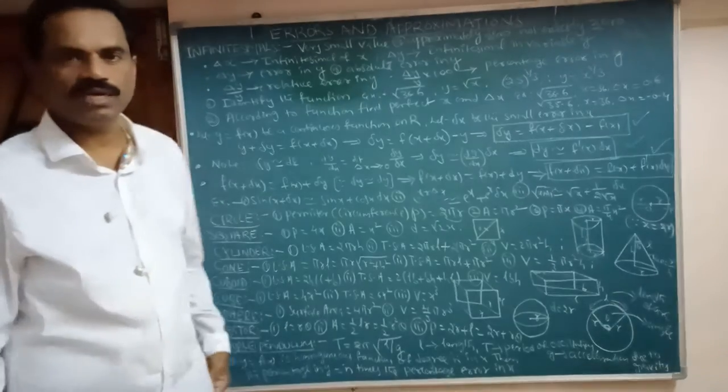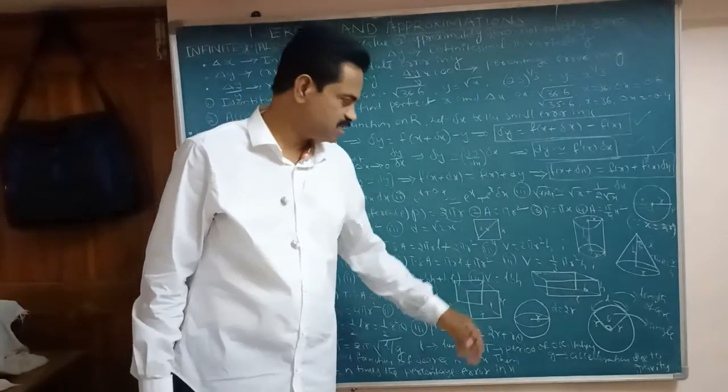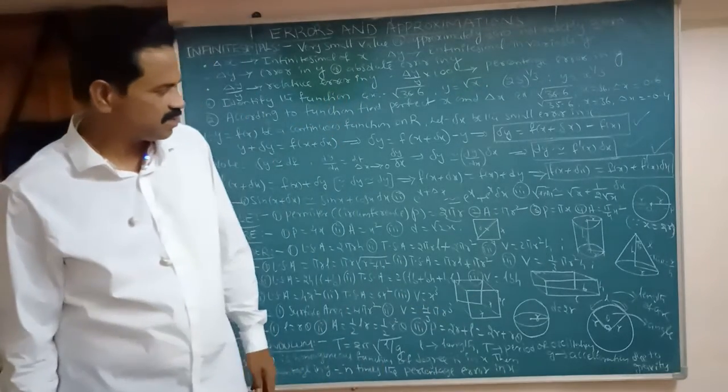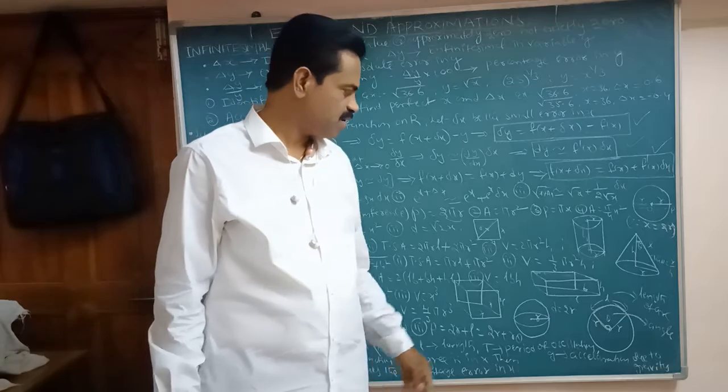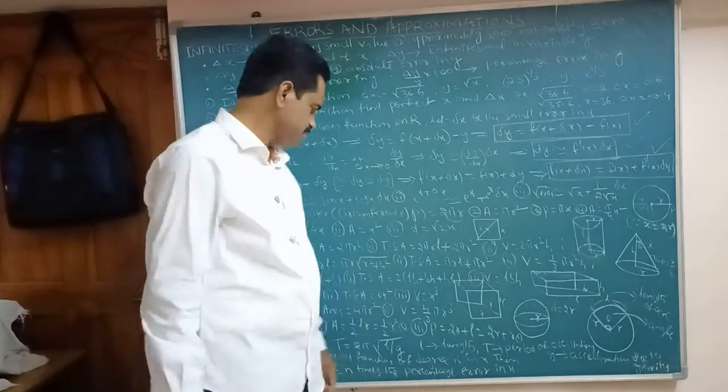Simple pendulum is T equal to 2 pi root l by g. Then l is the length and T is the period of oscillation here, and g is the acceleration due to gravity.